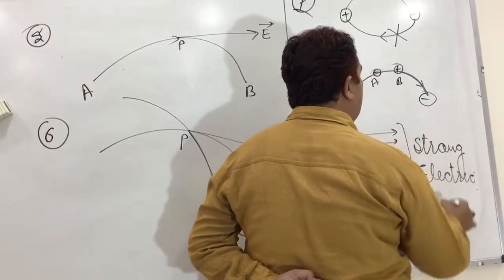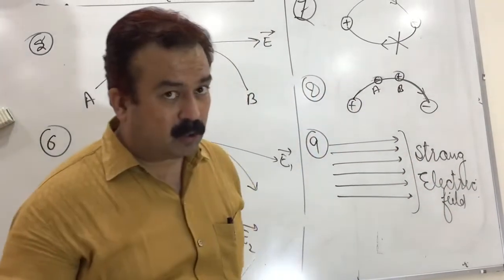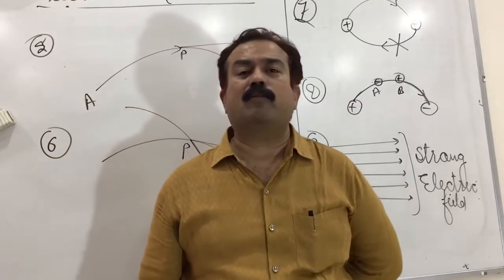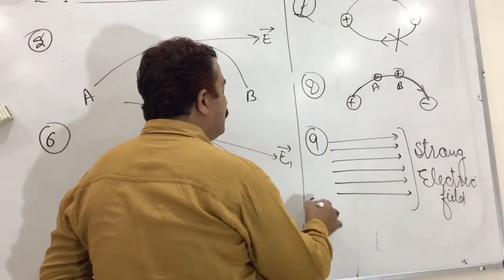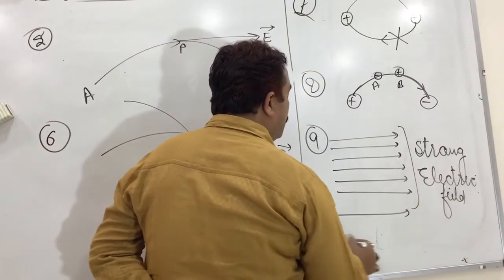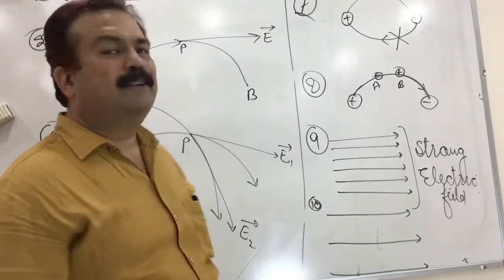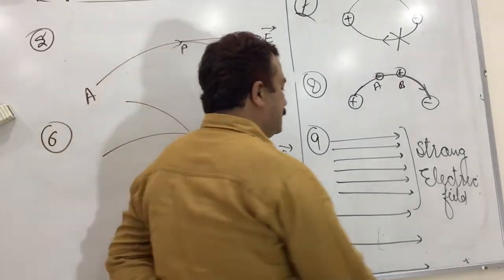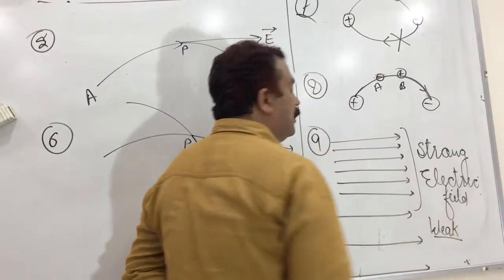This is strong electric field. And if we want to show weak electric field, then what we will do? Then we will make equispaced but far away electric lines of force, meaning the gap between two electric lines of force should be more. In this condition, this will show weak electric field. This electric field will be weak.